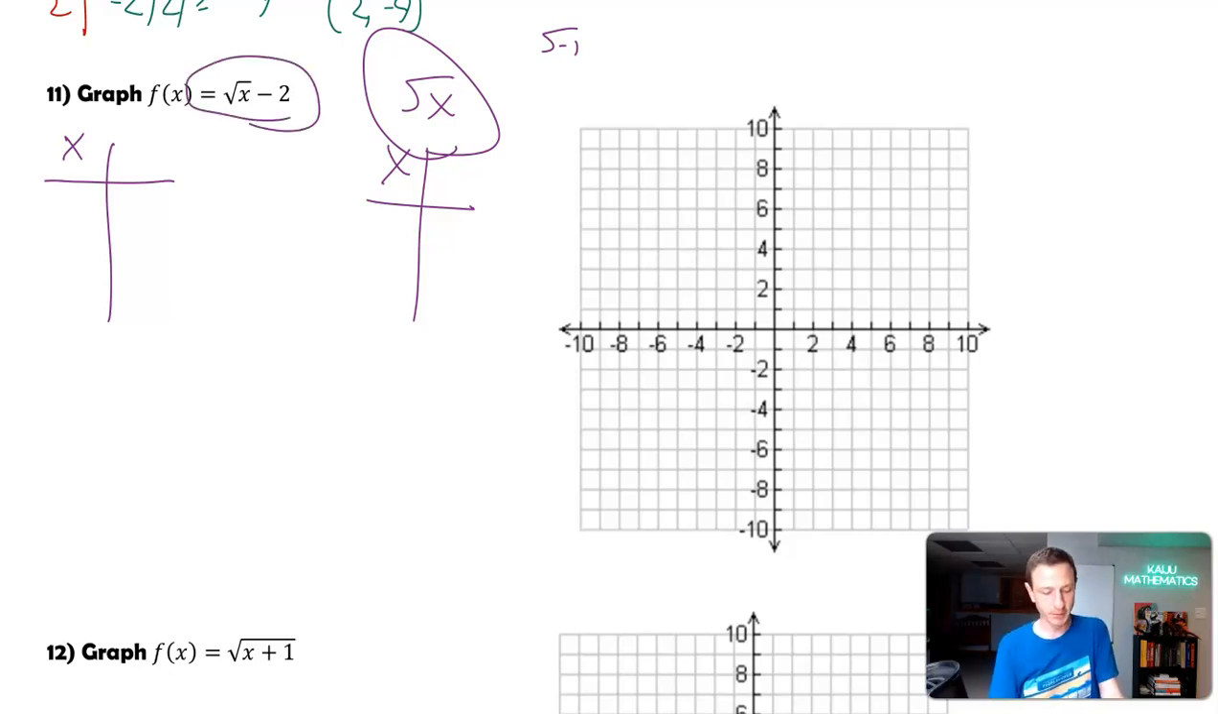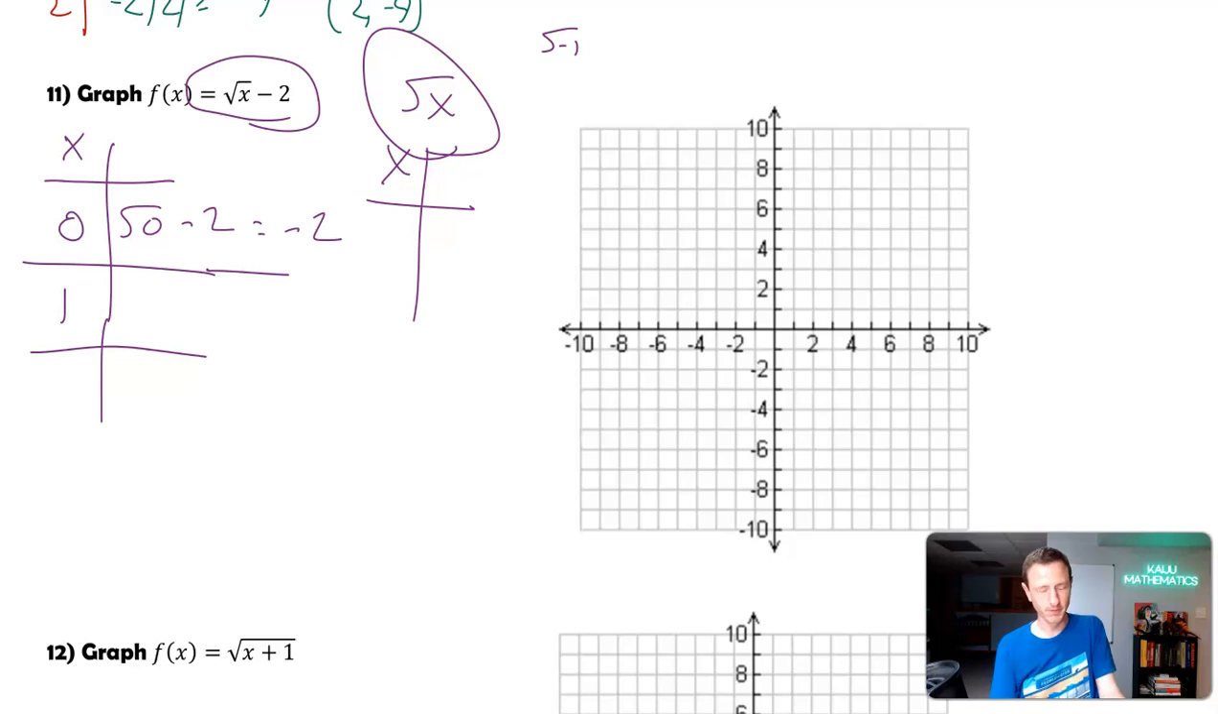So now going back to our example here of the square root of x minus 2. I'm going to start at 0. So I have the square root of 0 minus 2. Square root of 0 is 0. 0 minus 2 is negative 2. What's my next x value that I could take? X is equal to 1. So that's going to be the square root of 1 minus 2. Square root of 1 is 1. 1 minus 2 is negative 1.